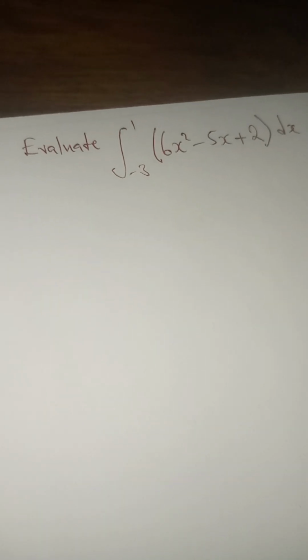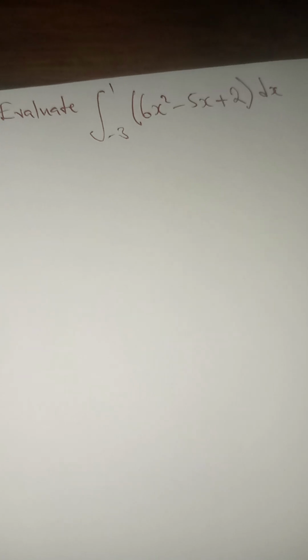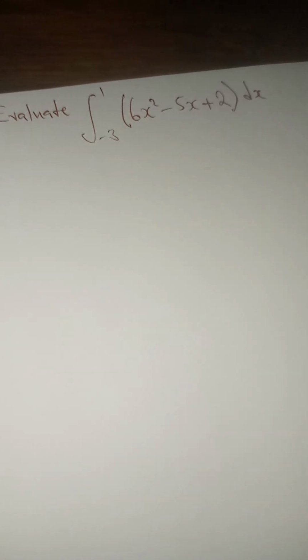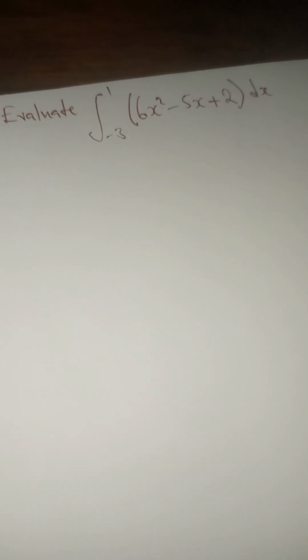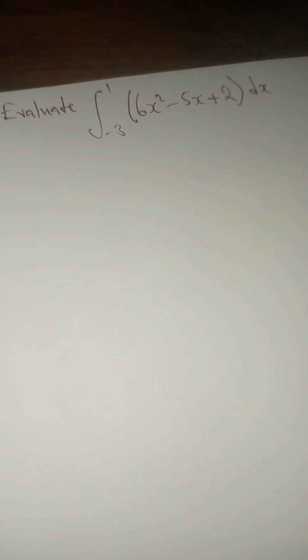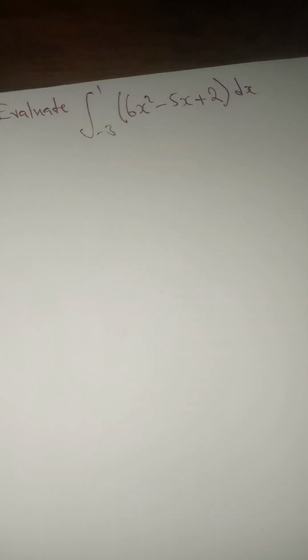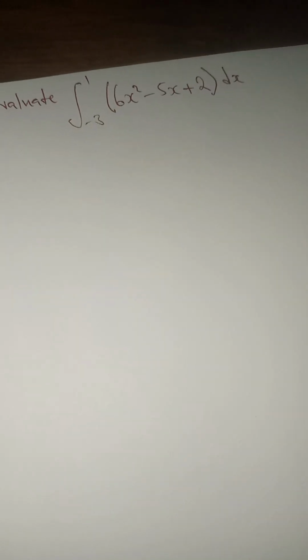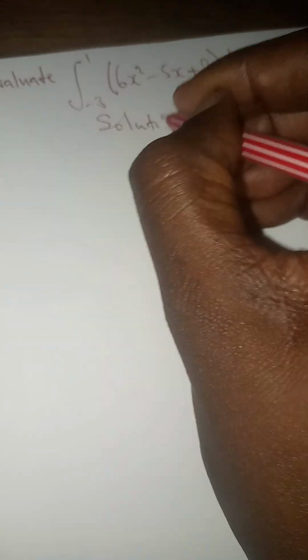Okay, let's look at this first question. It's from 2025, paper 2, question 4b. It says, evaluate the integral from negative 3 to 1 of 6x squared minus 5x plus 2 dx. So, what do we do now to evaluate it?